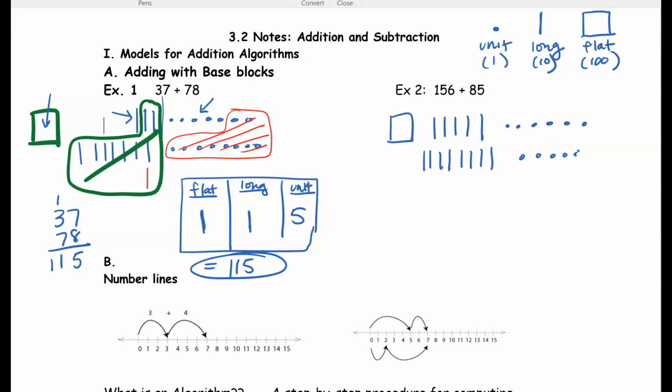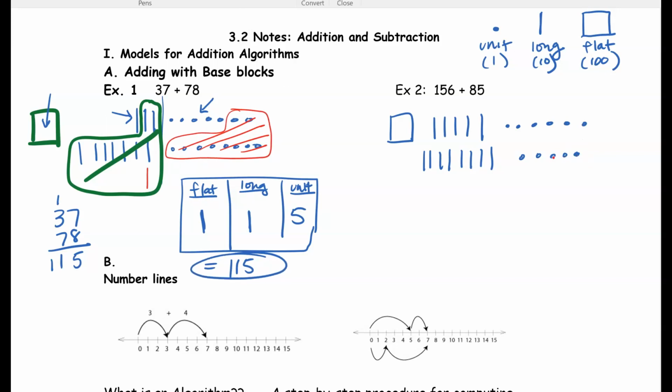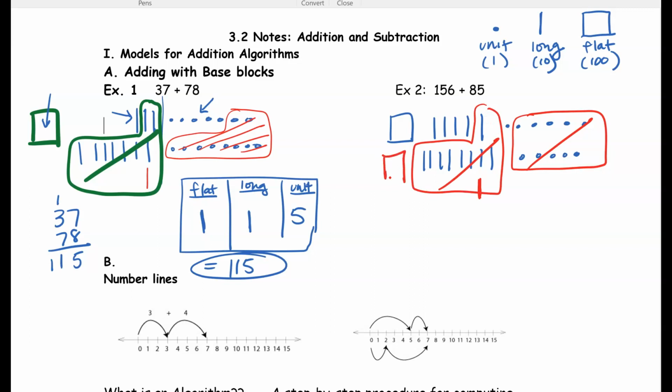I'm going to start with my ones and I'm going to regroup. So 5, 6, and you know what? I'll grab a different color real quick. 1, 2, 3, 4, 5, 6, 7, 8, 9, 10. So I've got 10 there. And I make a long out of that. And then I'm going to count my longs and see if I have a group of 10. So 1, 2, 3, 4, 5, 6, 7, 8, 9, 10. I do. So I'm going to cross those off and I'm going to make a flat.